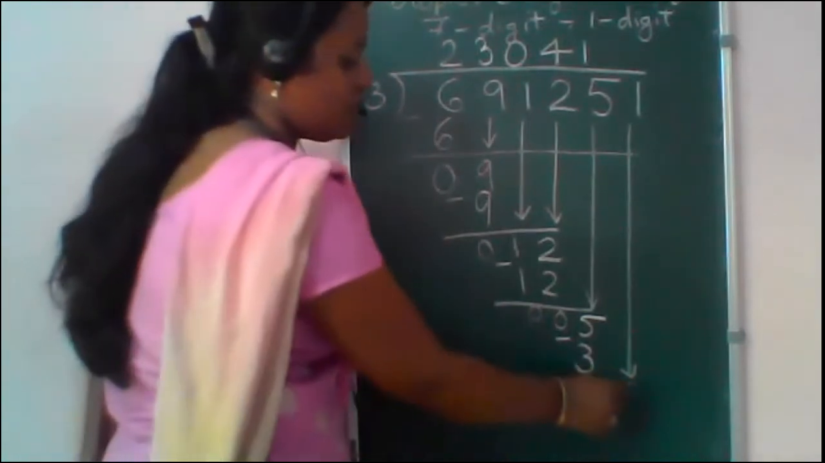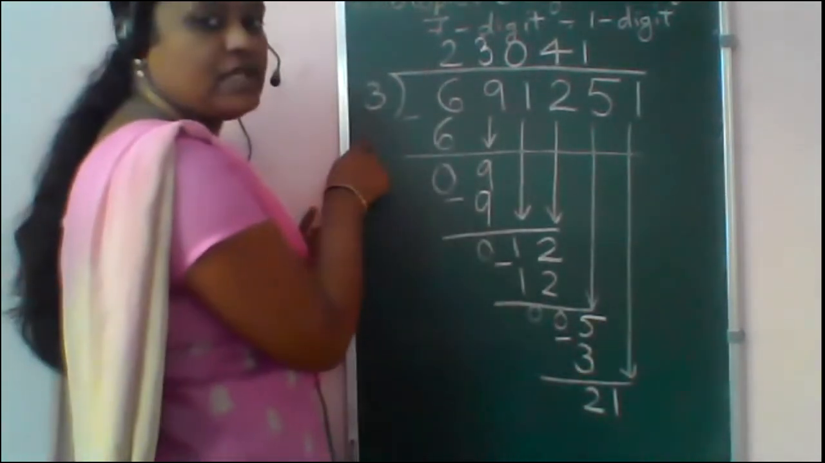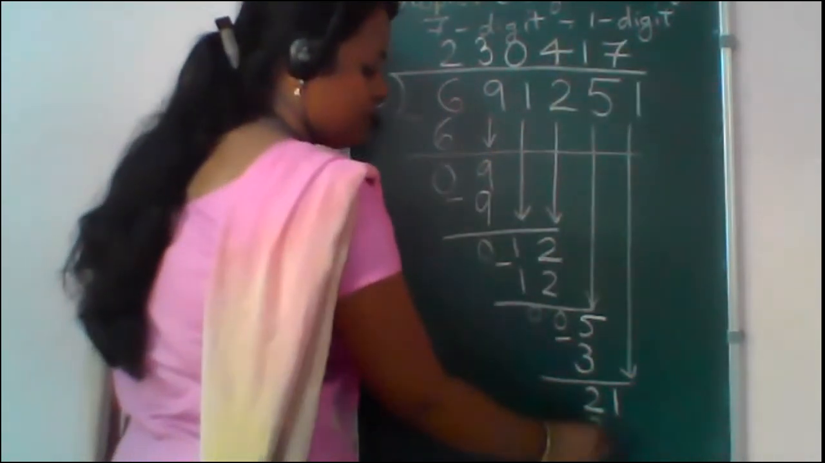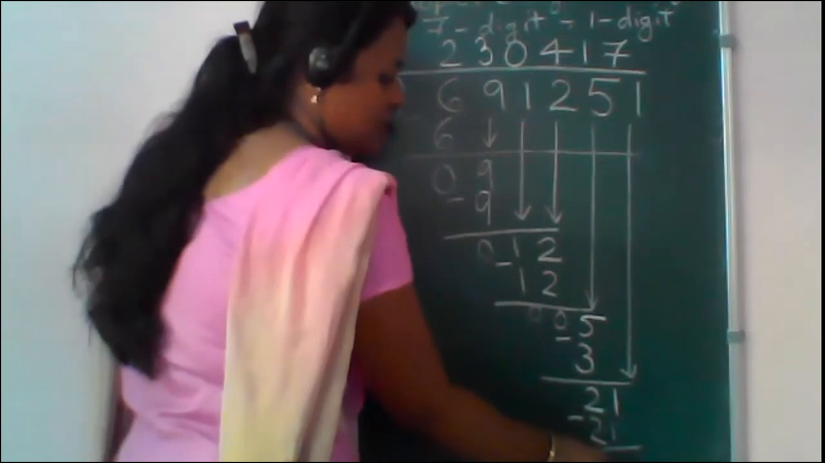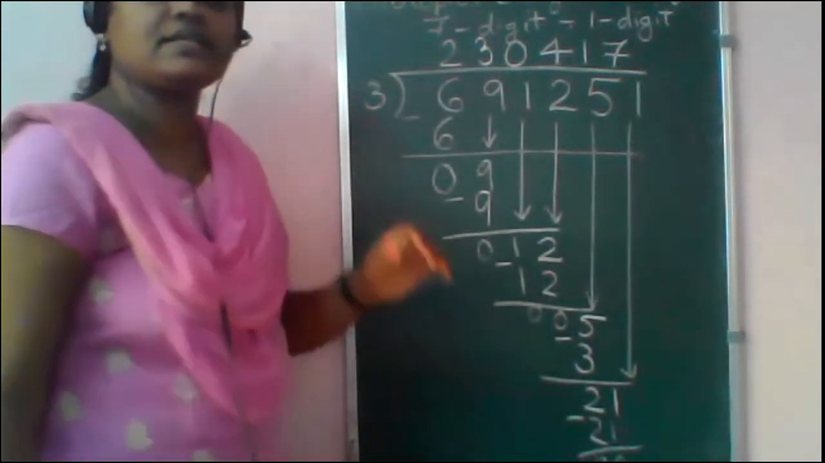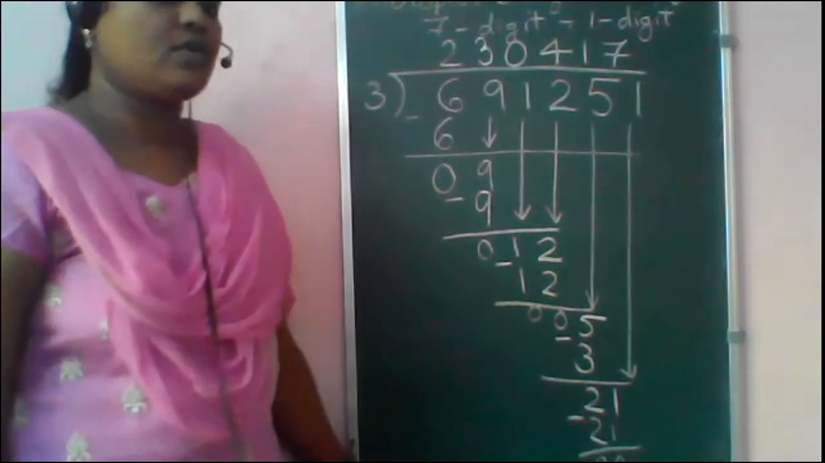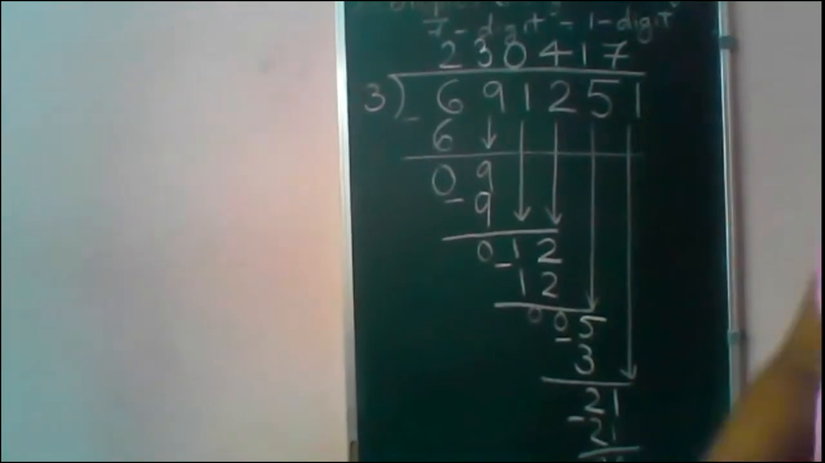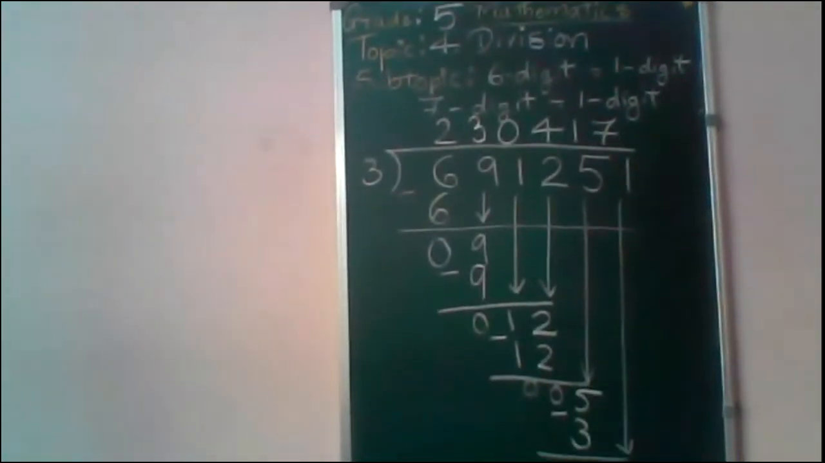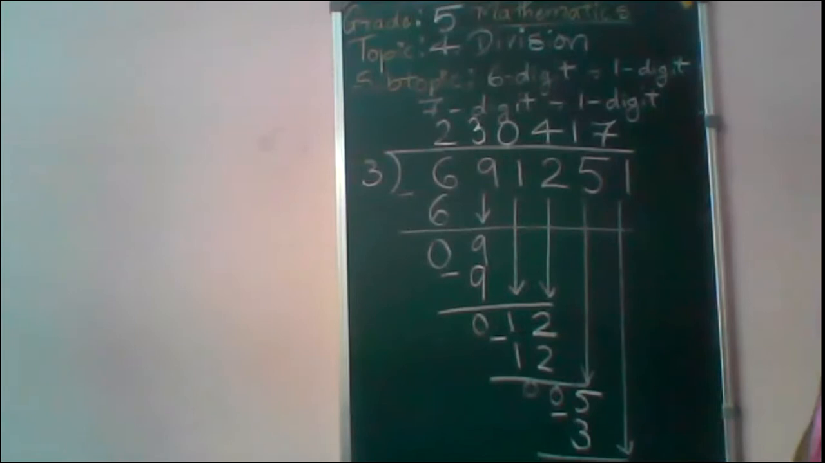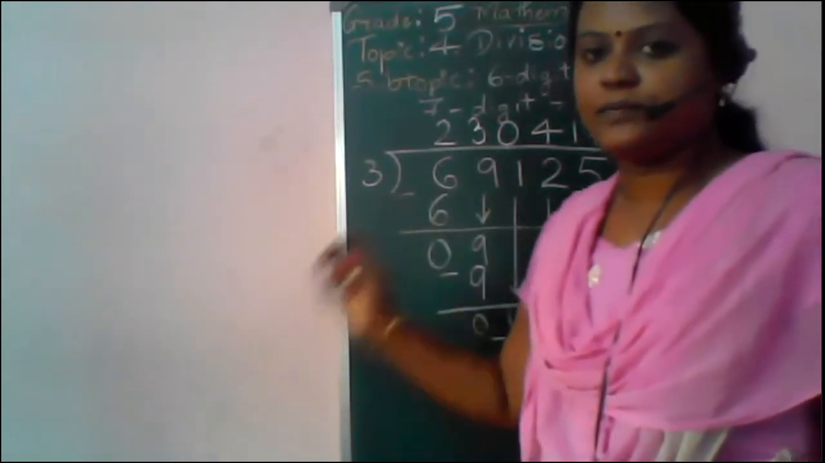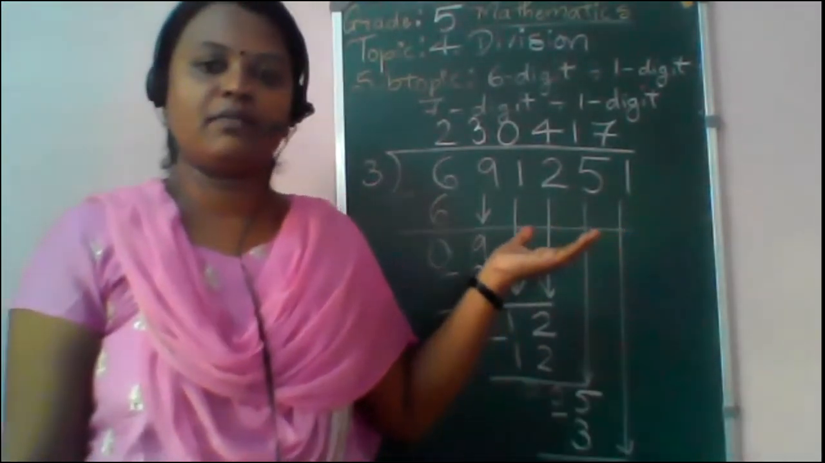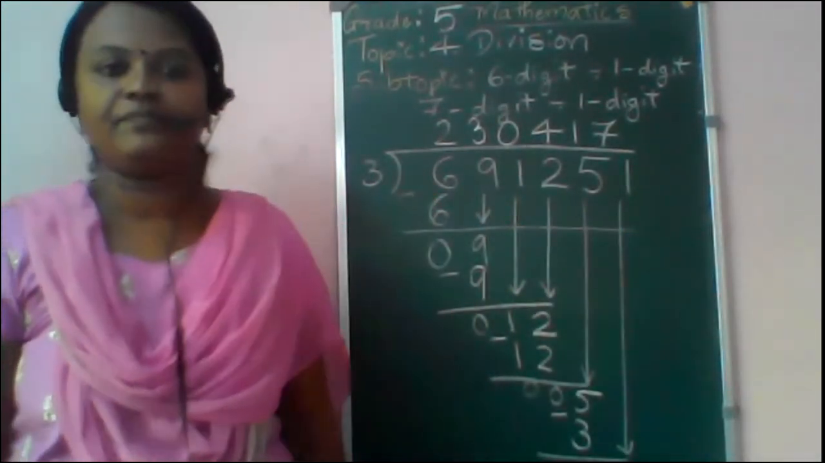So that is 21, which when compared with 3 is a larger number. 3 sevens are 21. So we have the remainder 0, wherein we say it is completely divisible. The quotient is 2,30,417 with remainder 0, divisor as 3. So in this way, we have learned division of a 6-digit number by a 1-digit number.